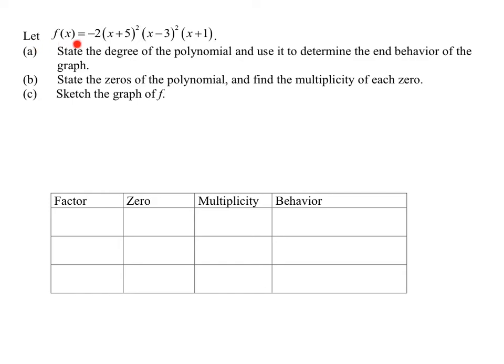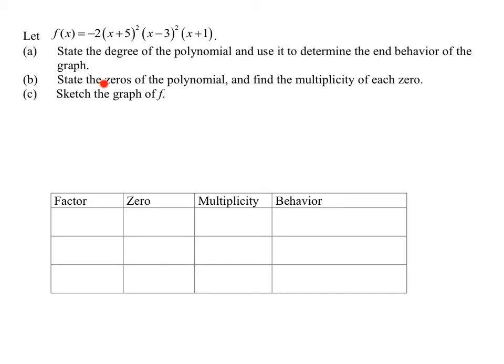In this problem, we're given a polynomial f of x, and here it is over here. And nicely, it's already in factored form. That's going to save us a lot of work. We need to state the degree of the polynomial and use that to determine the end behavior of the graph. We need to state the zeros of the polynomial and find the multiplicity of each zero, and then we need to sketch the graph. Well, I prefer to start with part B, finding the zeros and the multiplicity. That will help us find part A, and then both of those will help us sketch the graph.